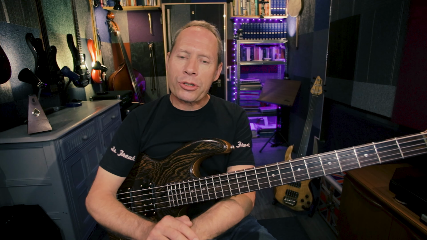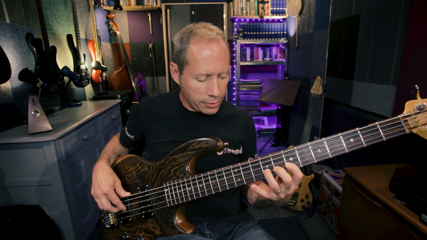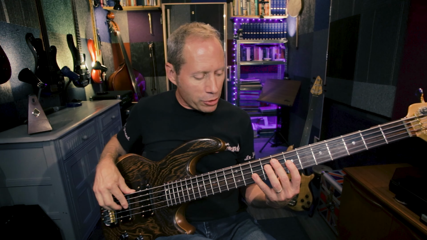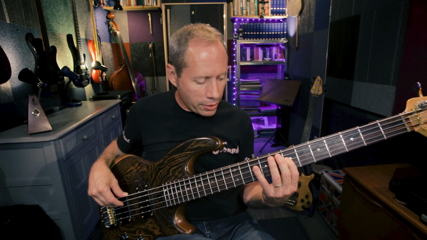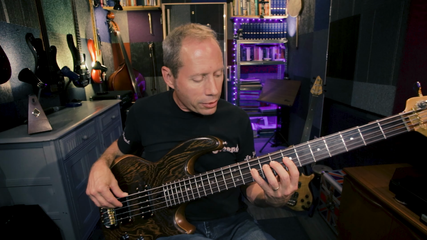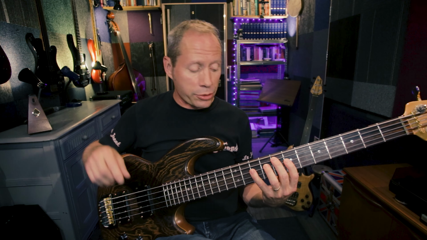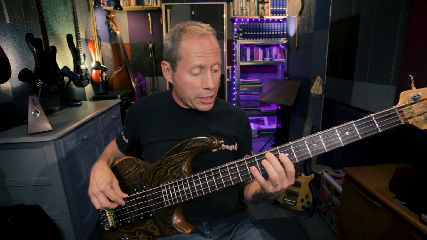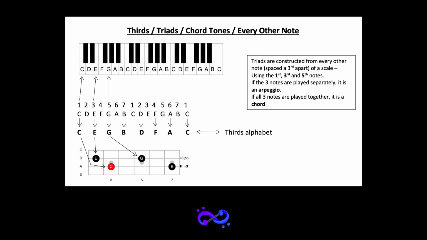First of all, just to remind ourselves of what a triad actually is, if we take a major scale, play the first note, miss the second note, play the third note, miss 4 and play the fifth note. 1, miss 2, play 3, miss 4, play 5. That gives us a triad, so it's every other note. And in this case, it's a major triad because it has a major third, and it's always the third that tells you whether a triad or a chord is major or minor.